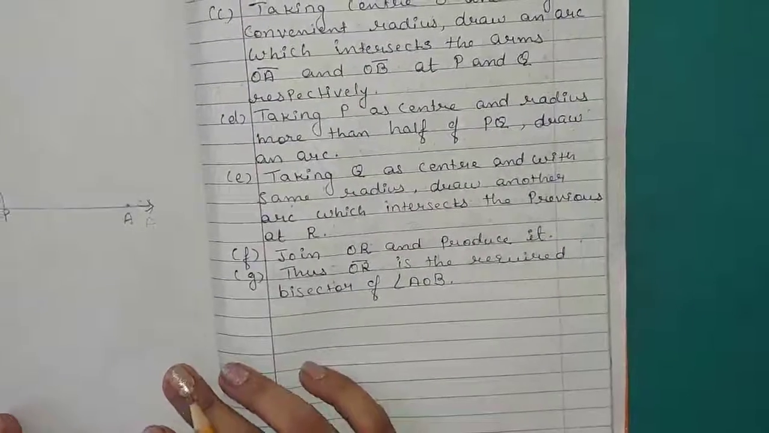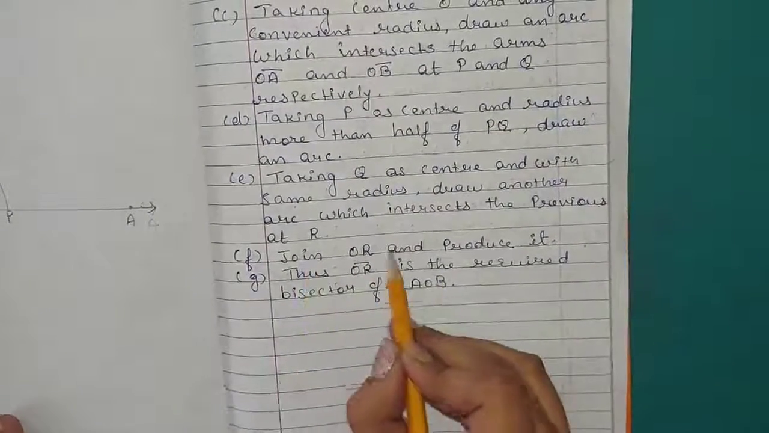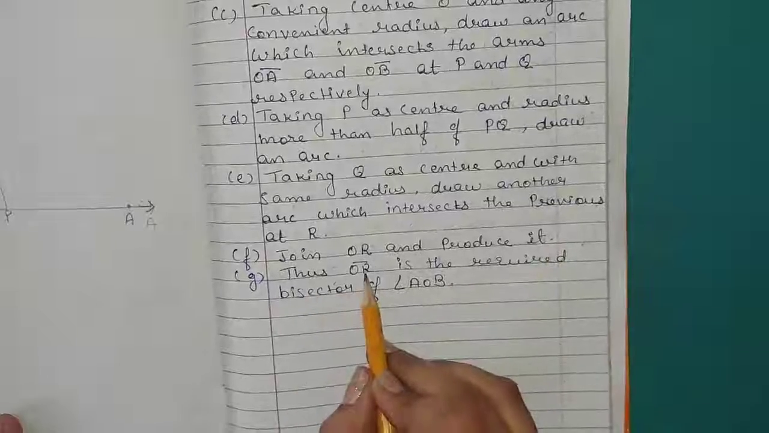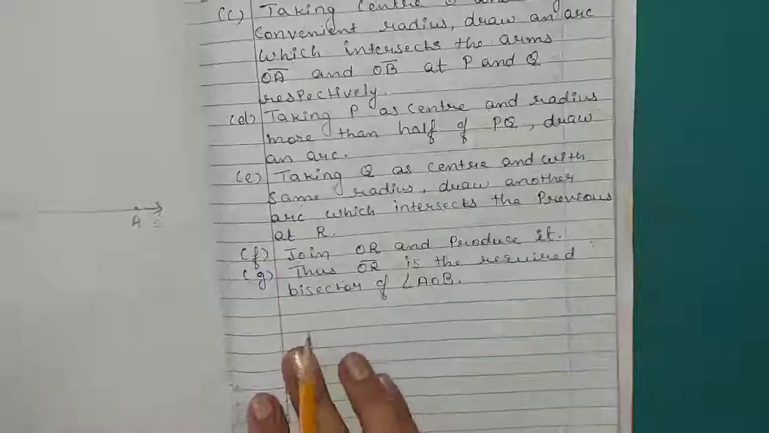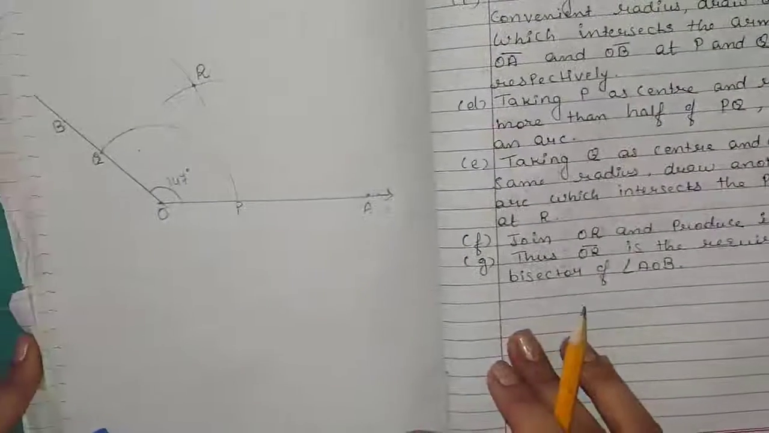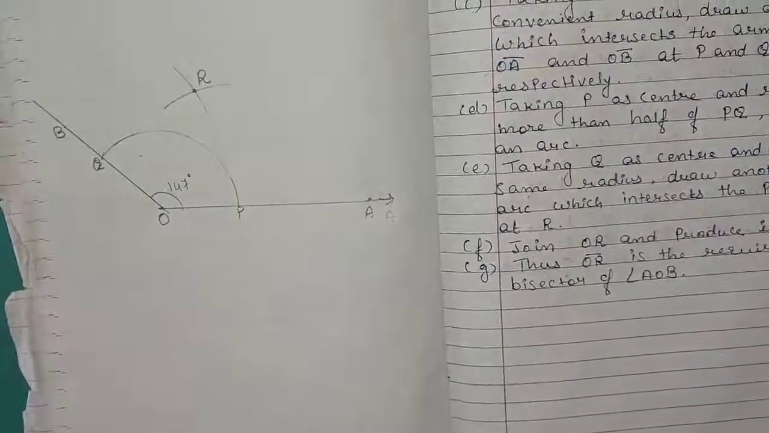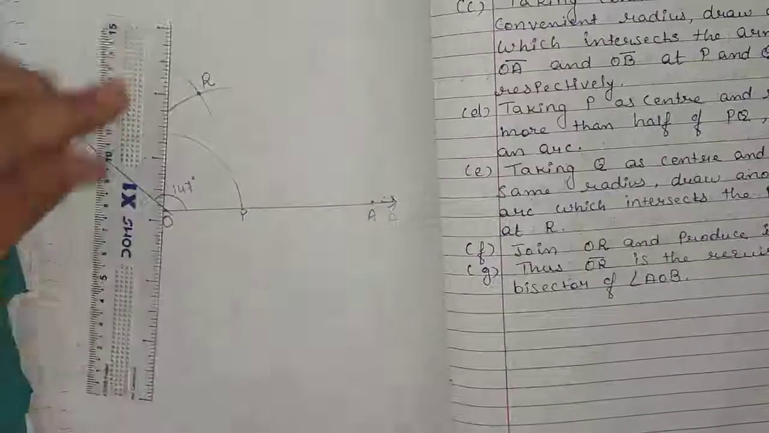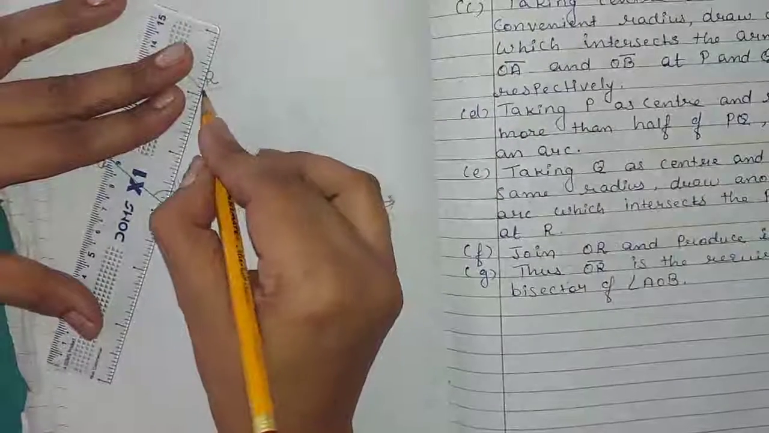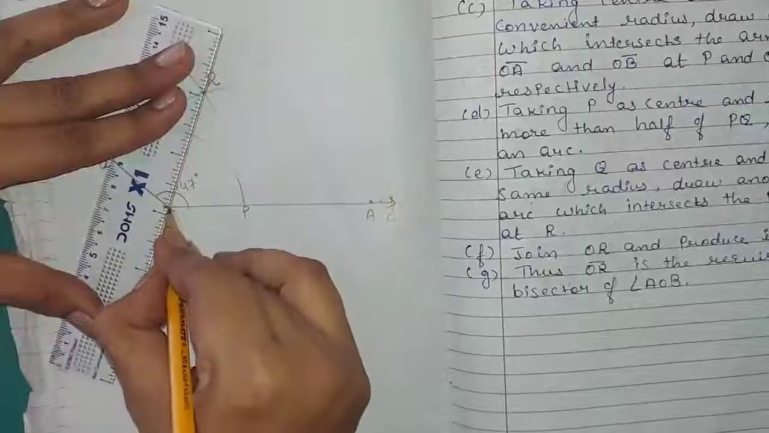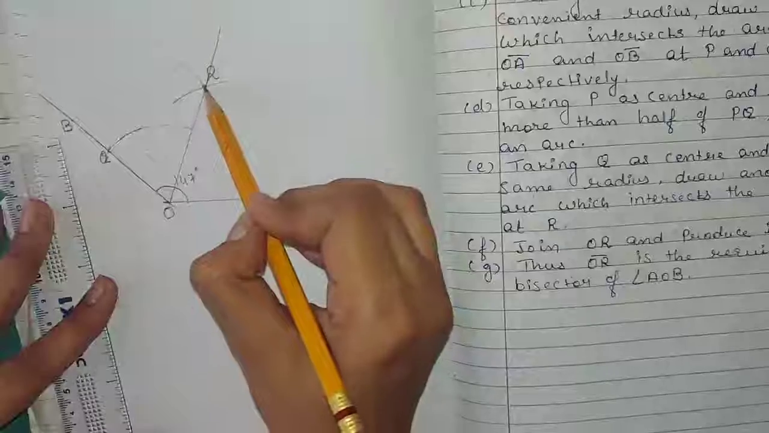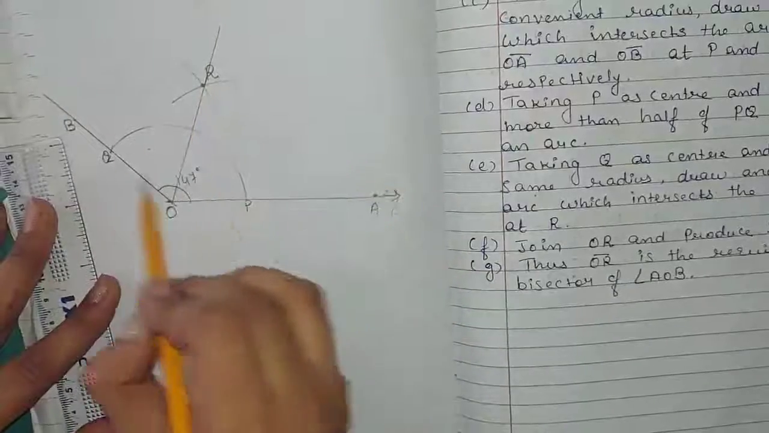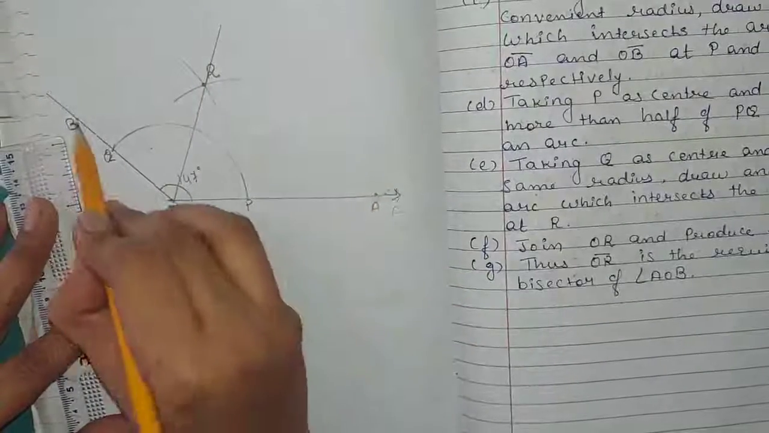Final step: join OR and produce it. Thus, line segment OR is the required bisector of angle AOB. So here, what do we have to do in this step? We have to join OR. So let us join this OR. And thus, line segment OR is the required bisector of angle AOB.